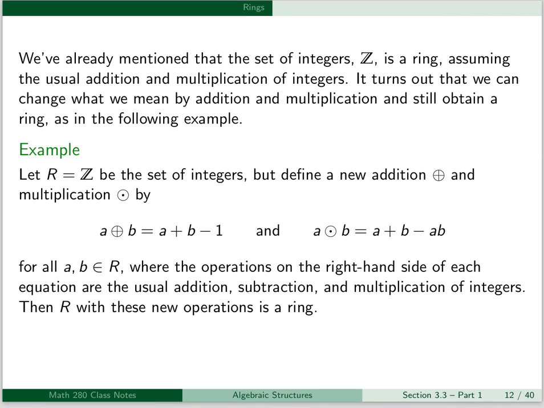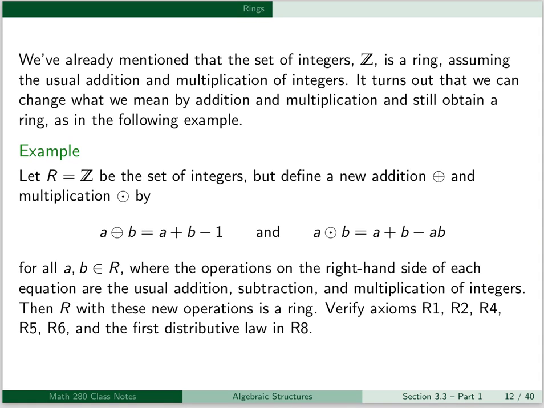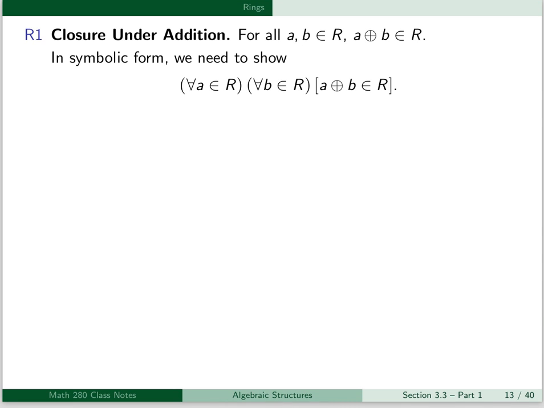So we can show that R with these new operations is in fact a ring, but here we're not going to verify all 8 axioms, just the axioms shown, R1, R2, R4, R5, R6, and the first distributive law in R8. So for R1, closure under addition, we need to show for all a, b in R, a circle plus b is in R. In symbolic form, we need to show the statement for all a in R, for all b in R, a circle plus b is in R.